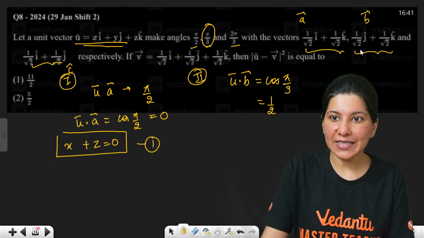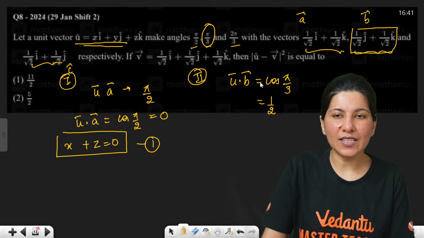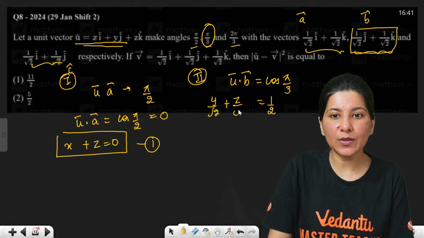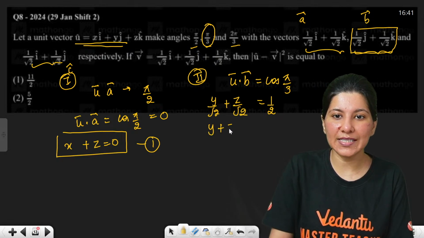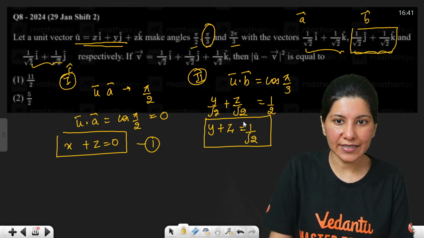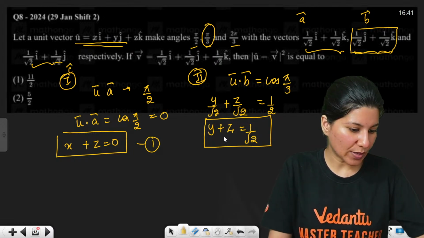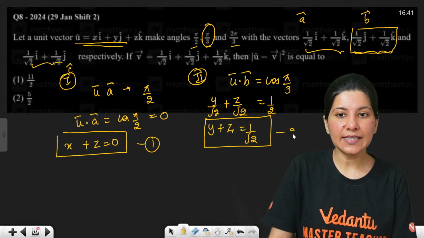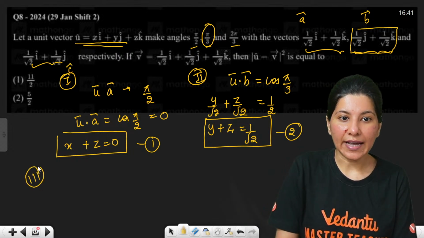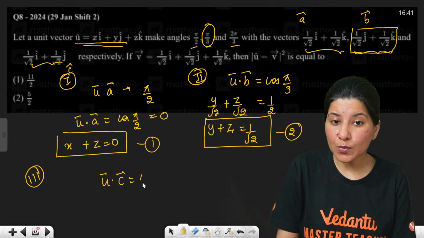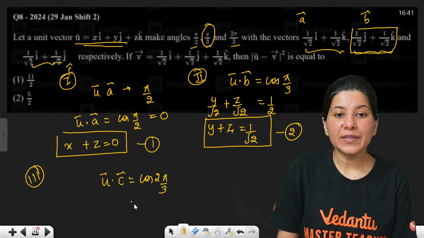So U dot B, this is your B. So there is no I cap term. So Y by root 2 plus Z by root 2 is equal to half. Y plus Z equals 1 by root 2. Correct. This is the second equation. Now third, angle is 2 pi by 3. So U dot C is cos 2 pi by 3. Cos 2 pi by 3 is minus half.